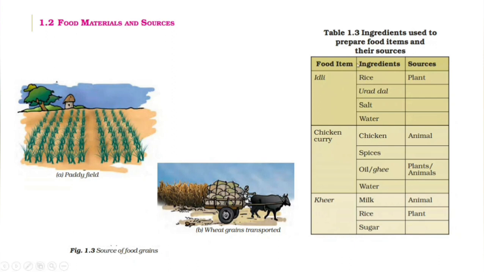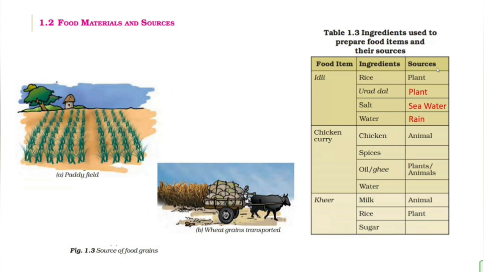Now let's prepare a table like this in which we write the food item, like idli. The ingredients used to prepare this food item are rice, urad dal, salt and water. Now let's find out the sources from where we get these. As we can see in this picture, we get rice from plants. Then urad dal, again we get from plants. Salt, where do we get the salt? What is the source of salt? It's sea water. And water we get from rain.